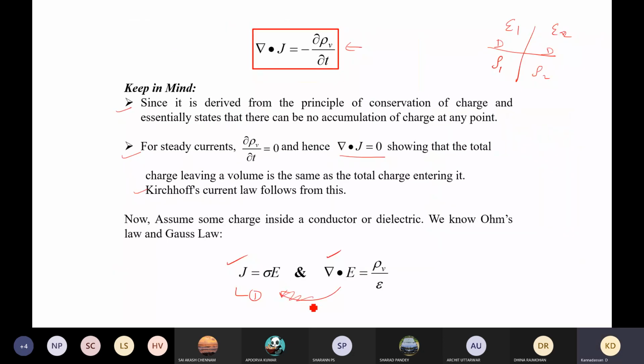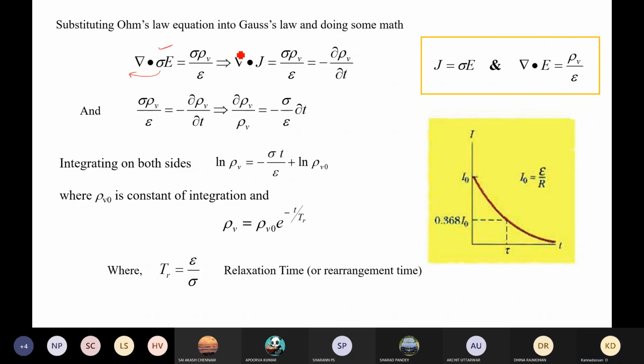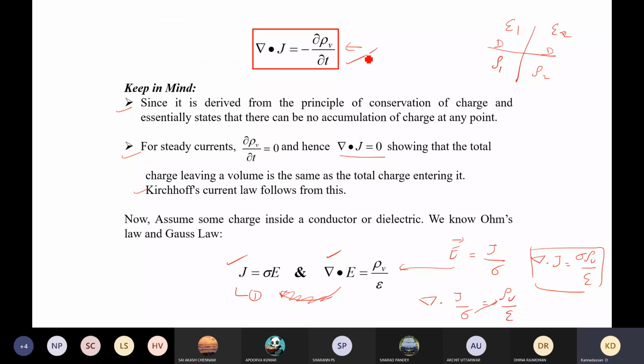Here, the electric field is equal to J by sigma, and when we substitute this, we will get del dot J by sigma equal to rho v by epsilon. So this sigma can be brought to this side. We will get del dot J equal to sigma rho v by epsilon. This equation is actually equal to minus dou rho v by dou t, according to the continuity equation. The continuity equation is connected with this.